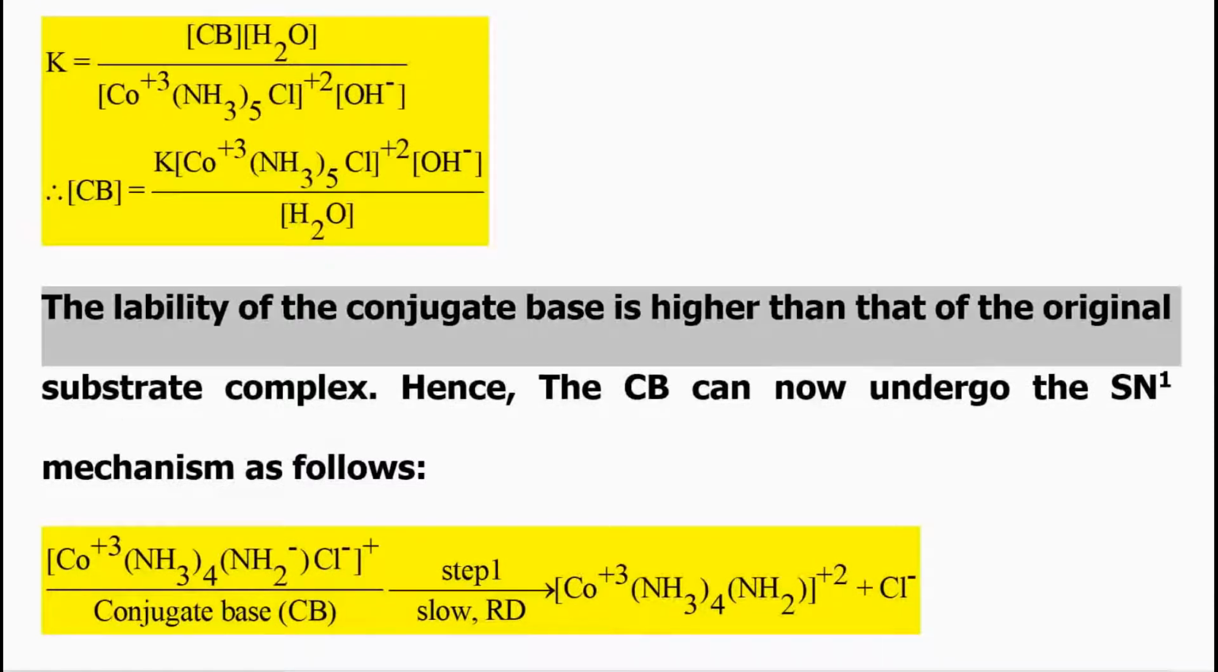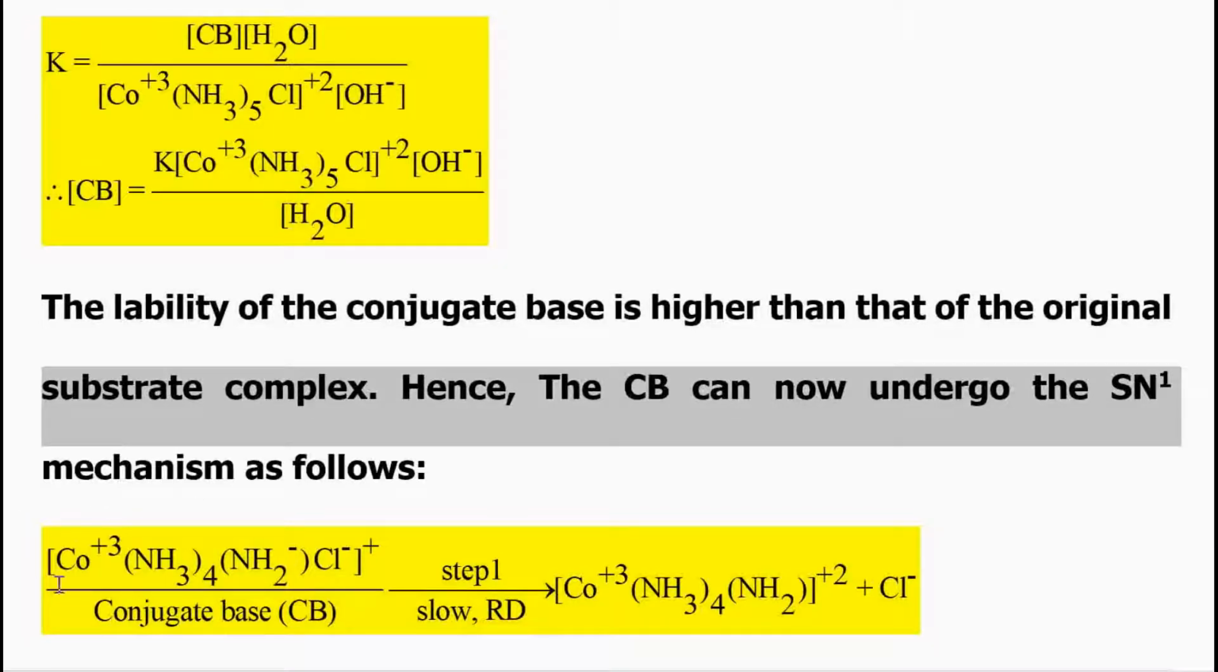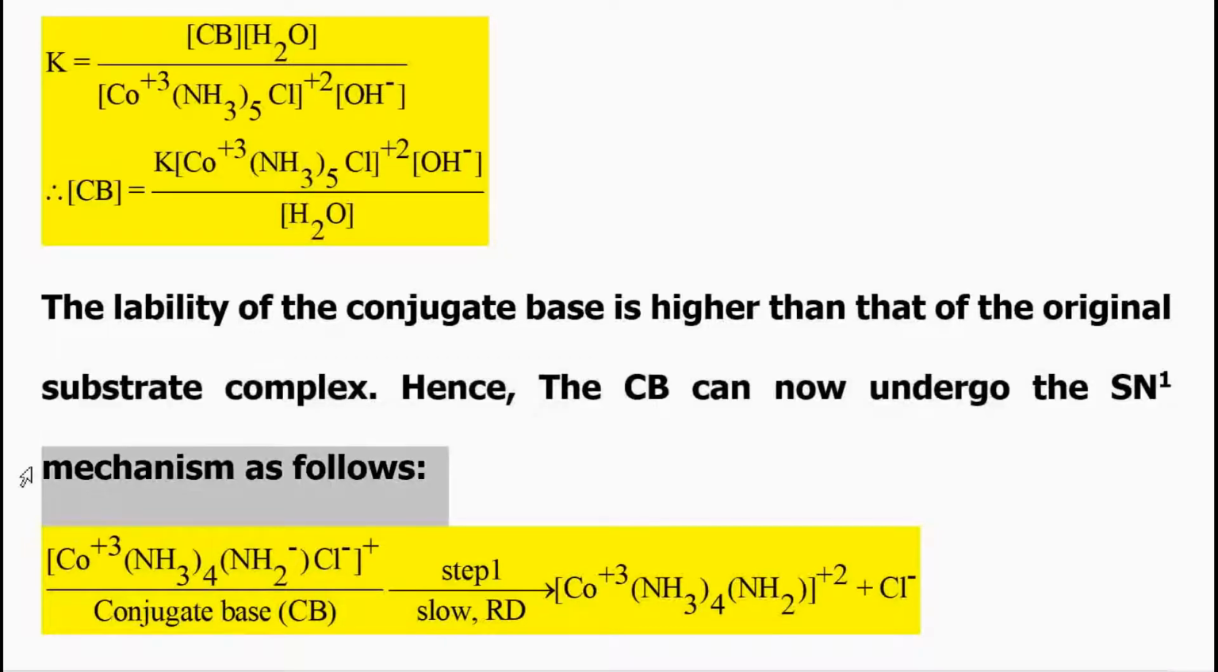Now what happens? The lability of the conjugate base. The conjugate base is the substrate from which we have removed a proton from one of the ammonia ligands, and lability is the speed of reaction. So the lability of the conjugate base is higher than that of the original substrate. This compound [Co(NH3)4(NH2)Cl]+ reacts faster than this compound [Co(NH3)5Cl]2+. Hence, the conjugate base can now undergo the SN1 mechanism to give the product.